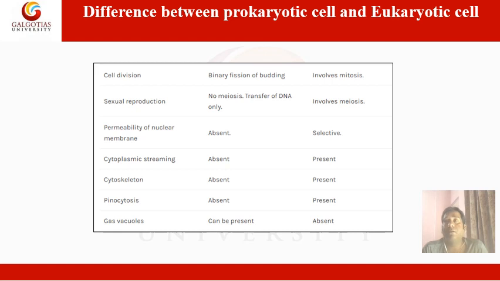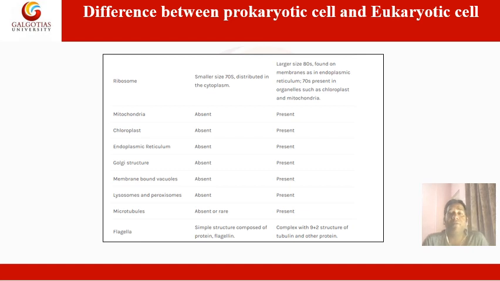The gas vacuole: cyanobacteria can have gas vacuoles, however eukaryotic cells generally lack gas vacuoles inside them. Now if we see the ribosome, it is generally smaller, of 70S type, which is distributed in the cytoplasm in the case of prokaryotic cells. However, in eukaryotic cells, the ribosomes are generally larger, of 80S type, mainly found freely in the cytoplasm. However, other organelles like mitochondria and chloroplast have 70S type of ribosome inside them.